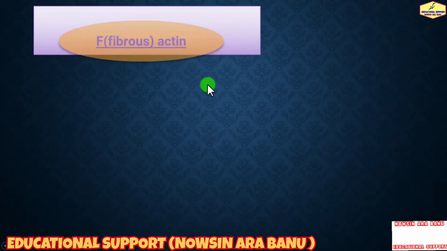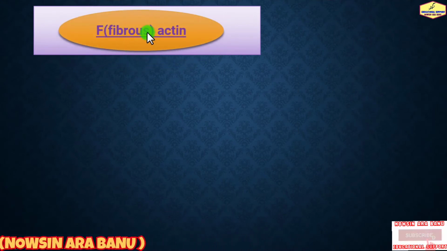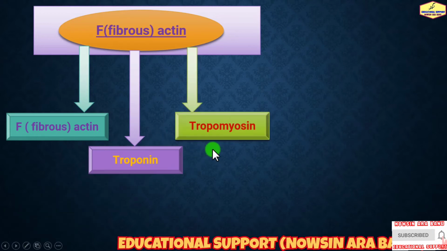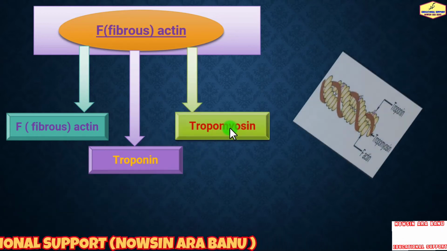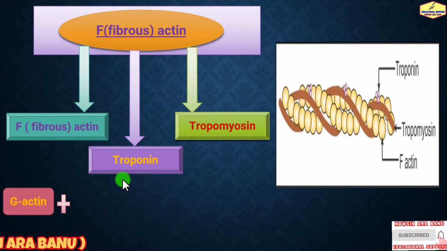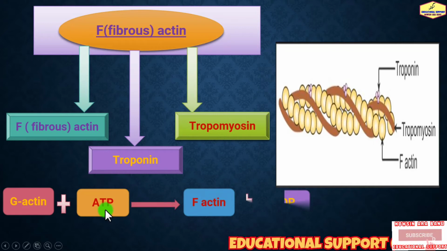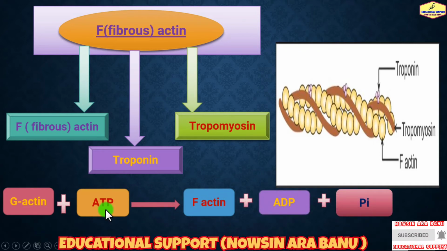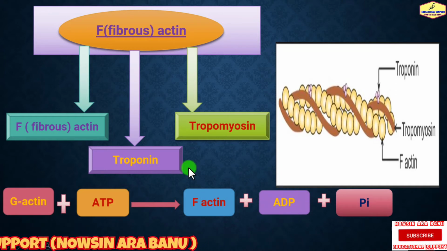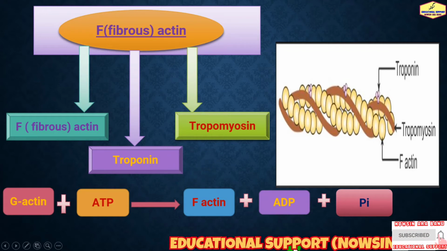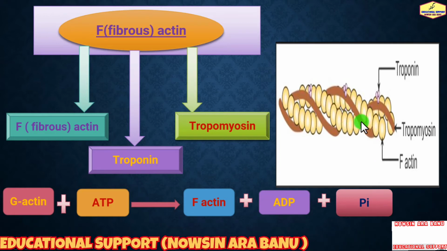Next is composed of three major proteins: F-actin or fibrous actin, troponin, and the last one is tropomyosin. So G-actin with ATP forms F-actin, ADP and Pi. So two strands of fibrous actin form a double helix extending the length of the myofilament, attached at either end at the sarcomere.